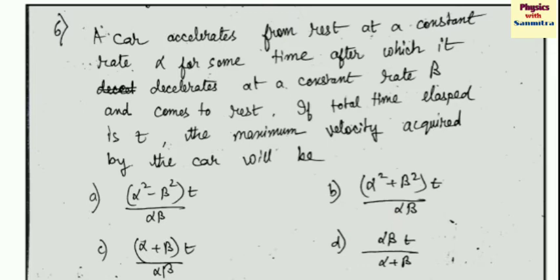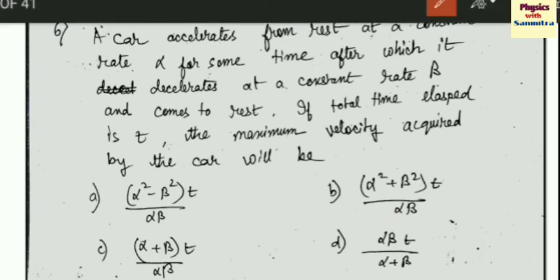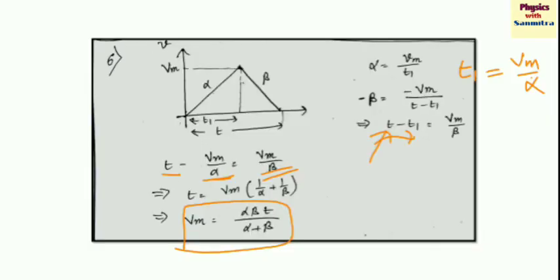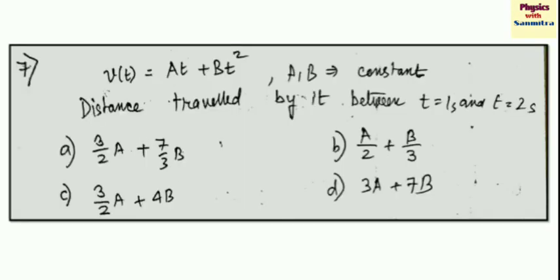Suppose there was an alpha minus beta or beta minus alpha in the options, then you would have made a mistake if you had written beta and not minus beta in the acceleration definition.